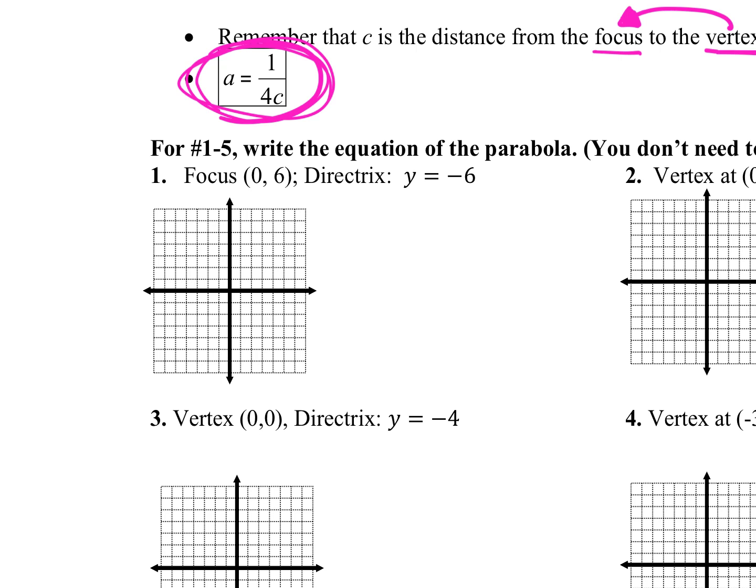If your focus is at 0, 6, 1, 2, 3, 4, 5, 6, that's that point. That's your focus. Your directrix is what kind of line? Horizontal. Y equals is always this. Think about it. Where is y negative 6? 0, negative 6, 1, negative 6, 2, negative 6, 3, negative 6. Right?